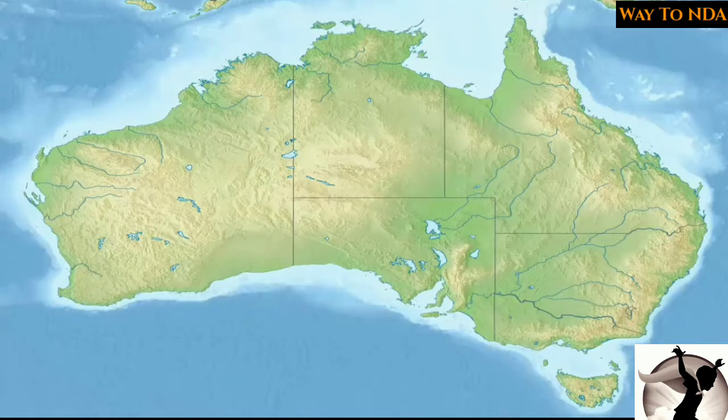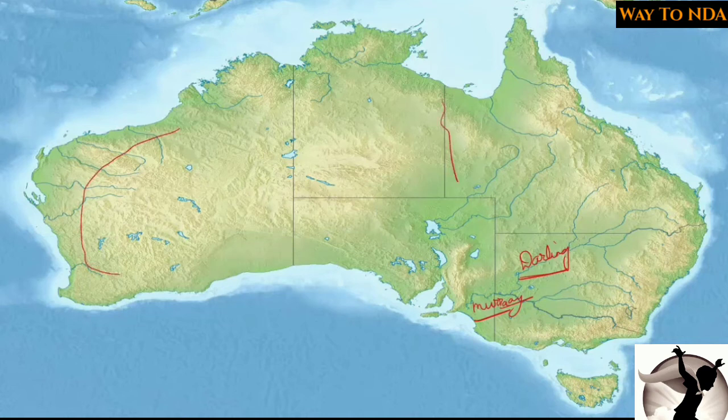Now if we see the physical features of the Australian continent, we will find two important rivers in Australia. This is the Murray River, and here this is the Darling River. So there are two important rivers in Australia. Okay, Murray River and Darling River. Now as I have told you, and you can see, this is the desert area in Australia. There are 6 important deserts in Australia. First, if we see, this is the Great Sandy Desert.